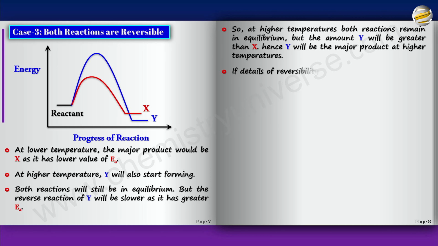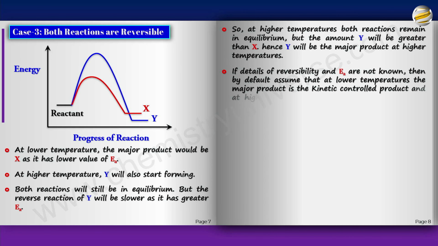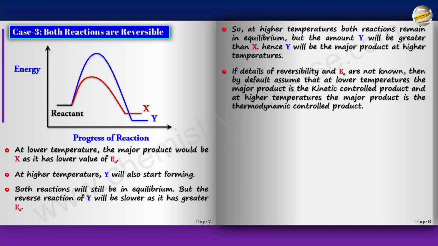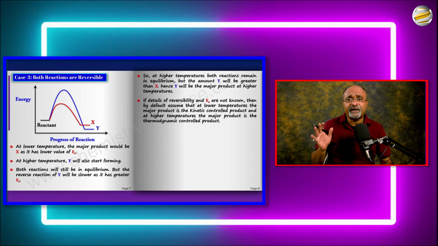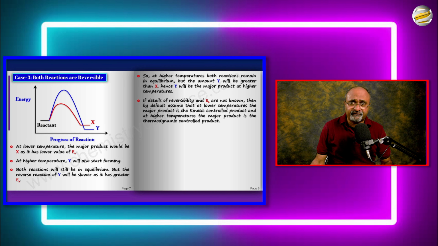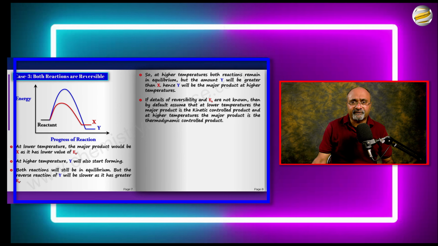Now, if details of reversibility and Ea are not known, then by default we assume at lower temperature the major product is the kinetically controlled product and at higher temperature the major product is the thermodynamically controlled product. Which means that if we ever get a situation where we don't know about the Ea, and we don't know which is reversible and which is irreversible, we have seen in two of the cases that at higher temperature the thermodynamic control product was major, and at lower temperature the kinetic control product was major. So by default, we will assume that it is one of these two cases if we don't know about the reversibility. If we know about the reversibility, then we do it accordingly. If we don't, this is the default assumption that we will have.